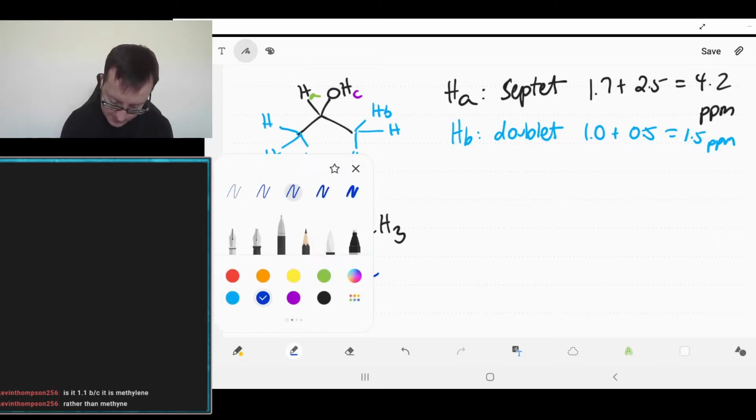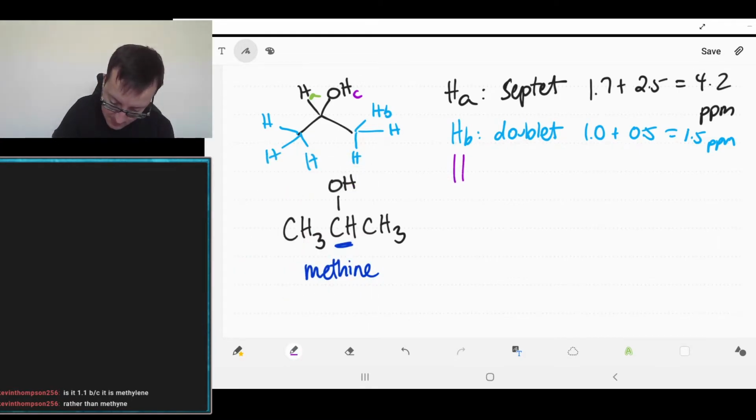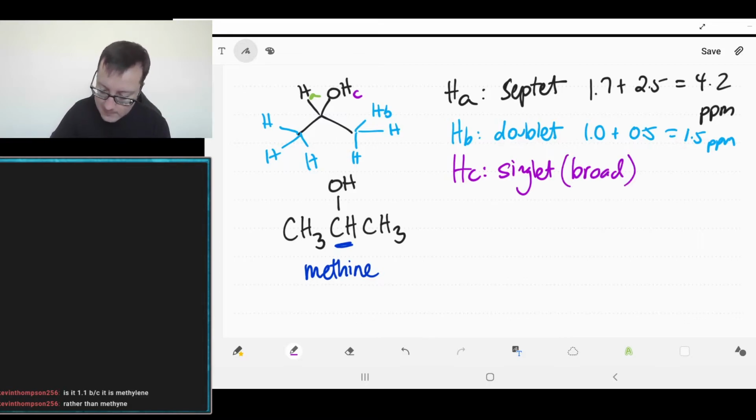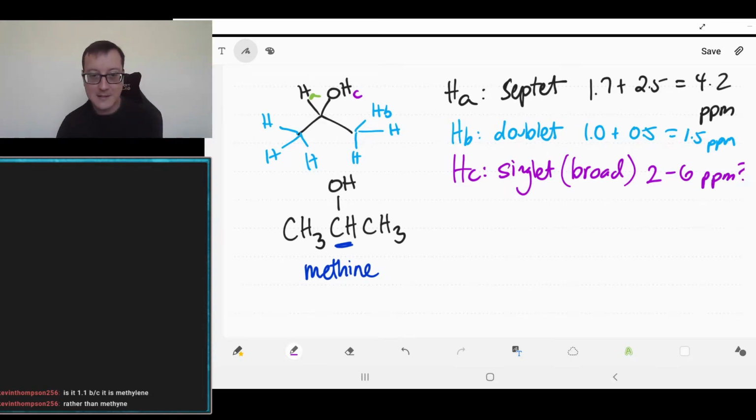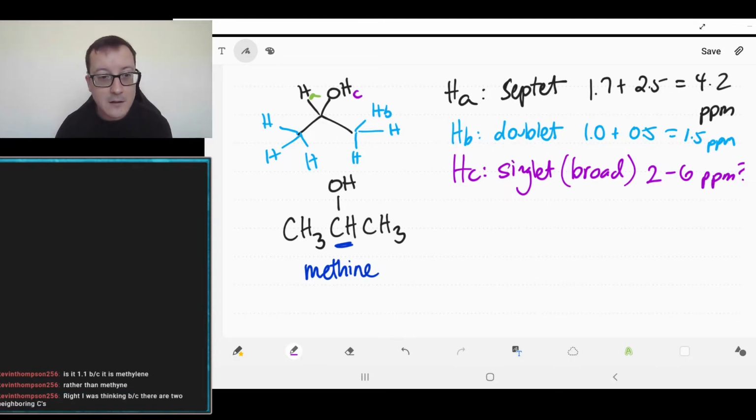HC, of course, the mystery one. Hydrogens on heteroatoms are weird. They will always be a singlet, but broad. And this will be somewhere between 2 and 6 ppm, somewhere in there. I see what you're saying, but no, we're looking at the numbers of hydrogens on these. So think of it that way. A little bit easier that way.